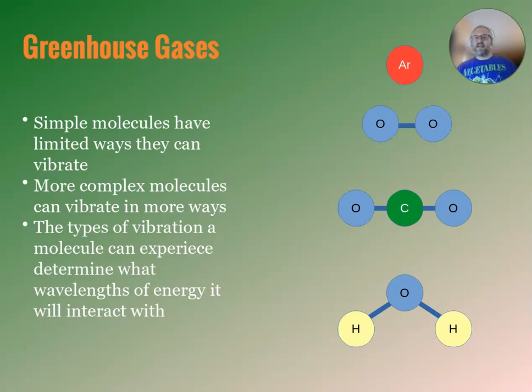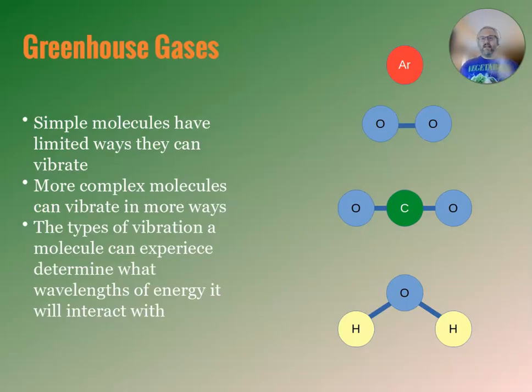Very simple molecules have very limited ways that they can vibrate. Something like argon is just a single atom. Argon doesn't form multi-atom molecules, it's just single atoms of argon. So all argon can do is move around, but it doesn't change its shape because it's just a single atom. Then you have something like oxygen, which forms very simple molecules. Most of the oxygen in our atmosphere is O2. It's two oxygen atoms that are connected together by a chemical bond.